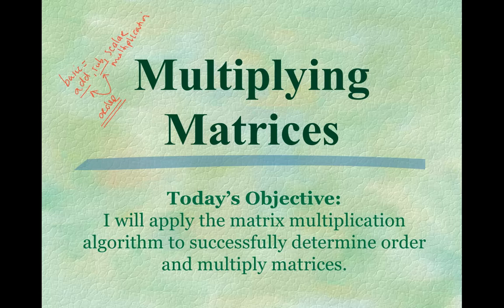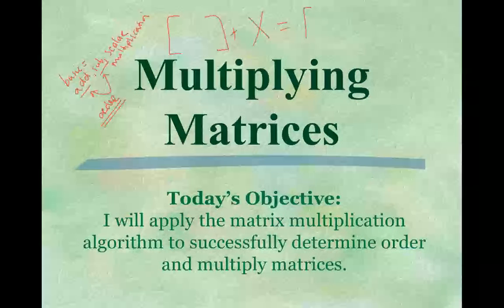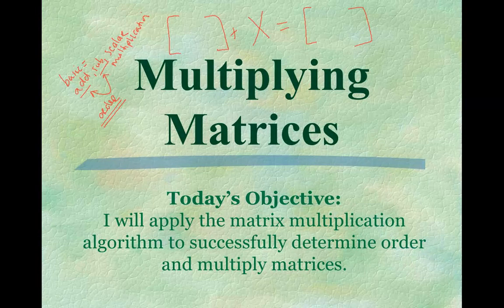We also did some solving equations where maybe you had a matrix plus some other matrix that you're missing equals some other matrix, right? Where you're just applying these basic operations of addition, subtraction, and scalar multiplication, but everything, if you're adding and subtracting, had to be the same size. They had to be the same order.